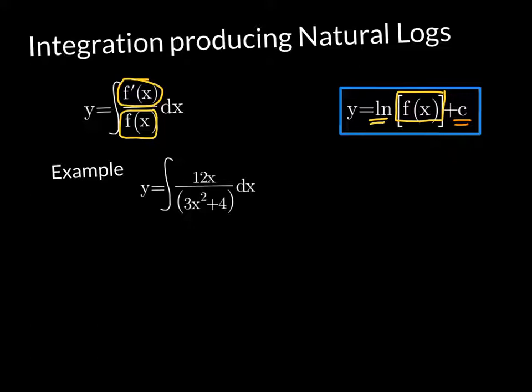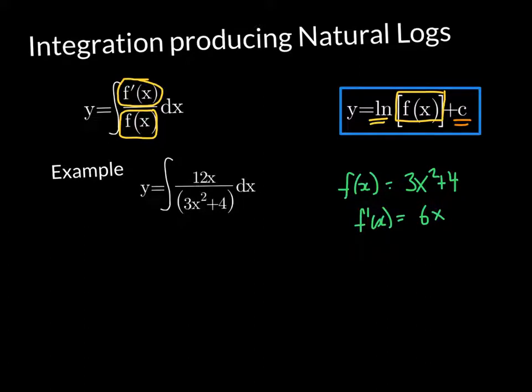Let's look at an example where we have y is equal to the integral of 12x divided by 3x squared plus 4, and we're trying to integrate that with respect to x. The first thing that we should be thinking about is saying, okay, well, let's say f of x then has to be equal to 3x squared plus 4. So that means that f dash of x has to be equal to, well, the 2 comes down to get multiplied by the 3, and the x squared just goes to x, and then the 4 disappears.